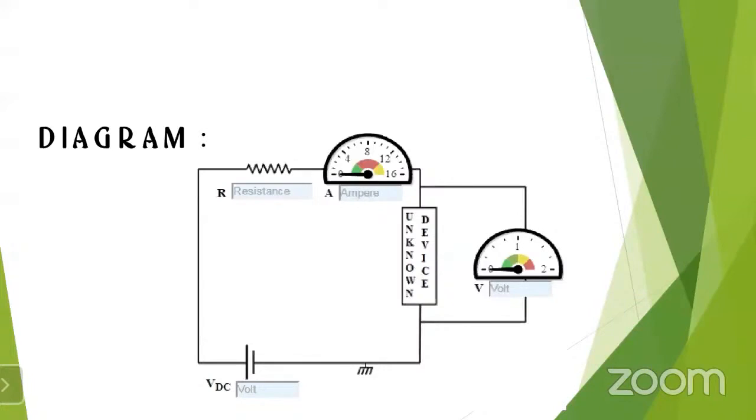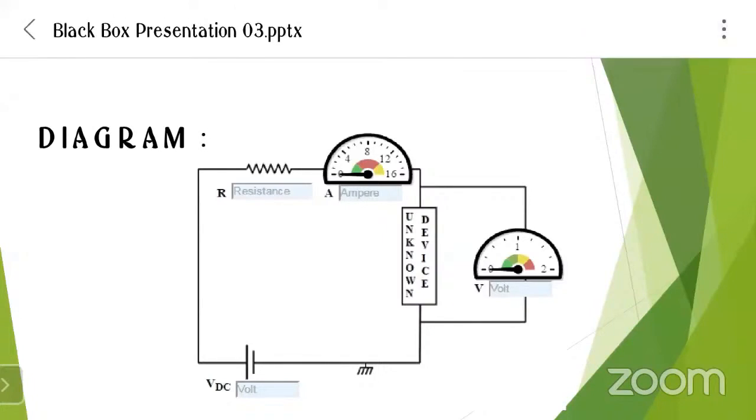Depending upon the VI characteristic of this unknown device, it can be either a resistor, capacitor or diode. For a diode, it can be any diode. It may be a PN junction diode or a Zener diode. It again depends on the VI characteristic of that unknown device. Here, this is the simplest form of the black box.